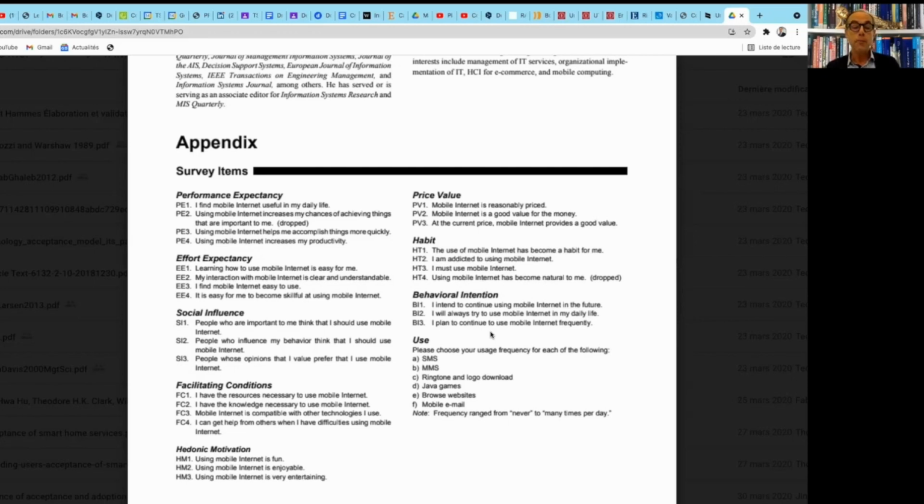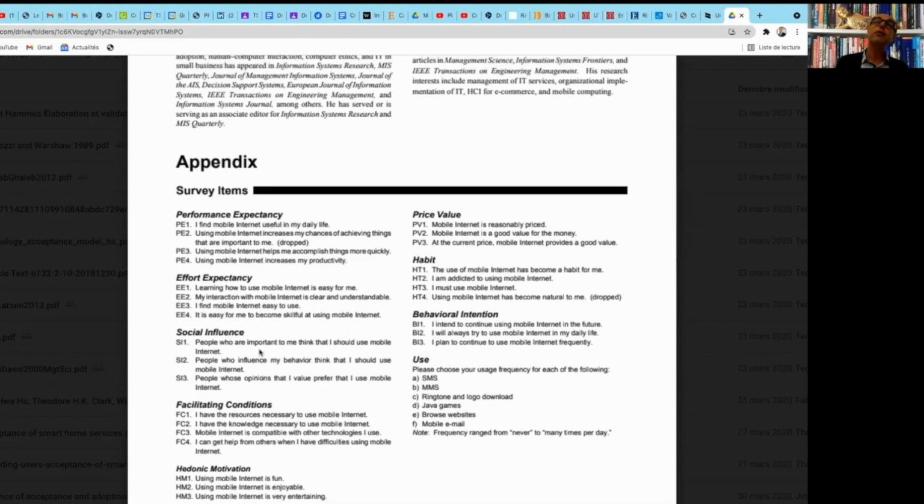No, we cannot. But what we can do is this: most of these scales have 3 or 4 items. We can say if one item is really not fitting our context, then we can scratch this item. But overall, we should leave the scales as untouched as possible and only change the wording to adapt it to our technology. For example, effort expectancy, here it's quite easy to adapt.